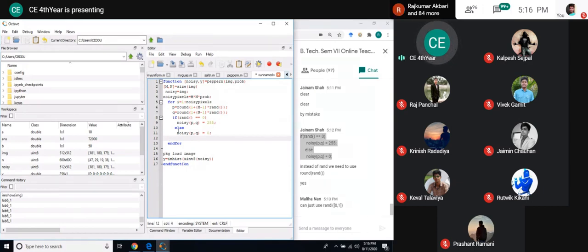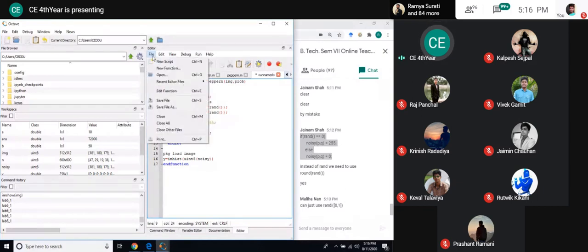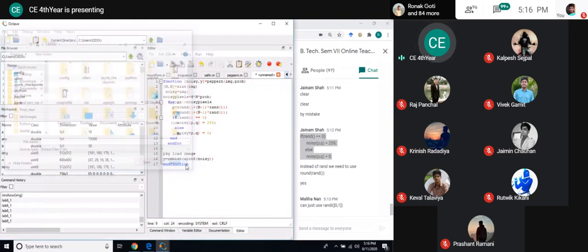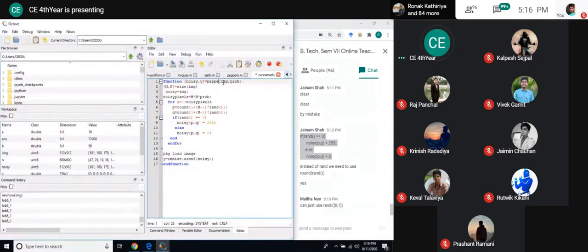Everyone please check whether this code will work or not, because I want to go with a better case. Time is limited, so I am skipping this portion. I think you can understand it. I am going for salt and pepper. I should change the name here as well. SNP noise, salt and pepper noise.